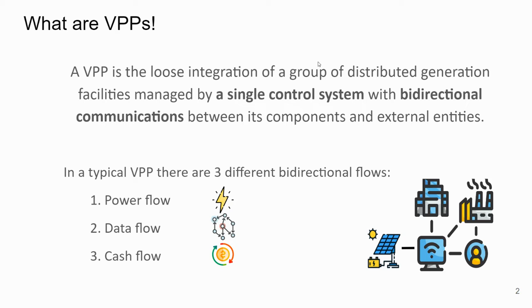An important aspect of the virtual power plant is that there will be bidirectional communication between the components of the VPP and external entities, like the power market or the utility grid. Basically, there will be three different bidirectional flows between the virtual power plant and the external entity. That is the power flow, second the data flow, and third the cash flow.